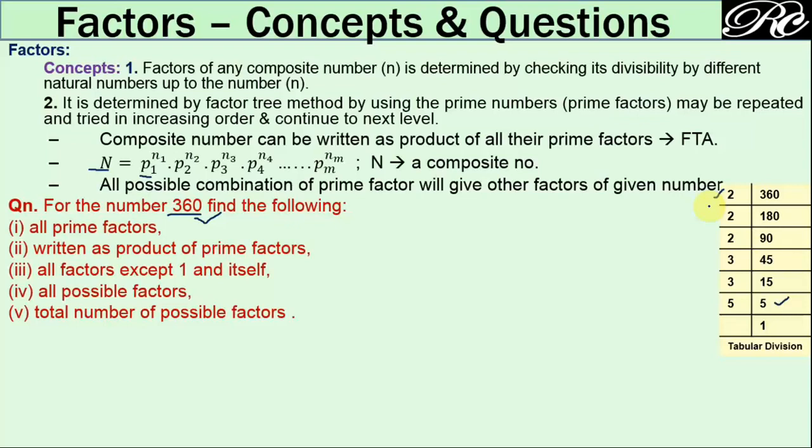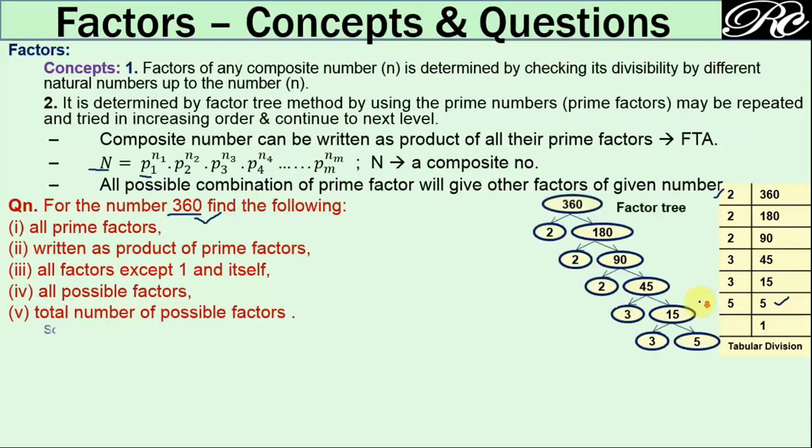So what are the prime factors? The prime factors are 2, which is occurring 3 times, 3, which is occurring 2 times, and 5. So 2, 3, 5 are the prime factors. This can also be represented in the form of a tree. It is nothing but a rearrangement of this tabular division.